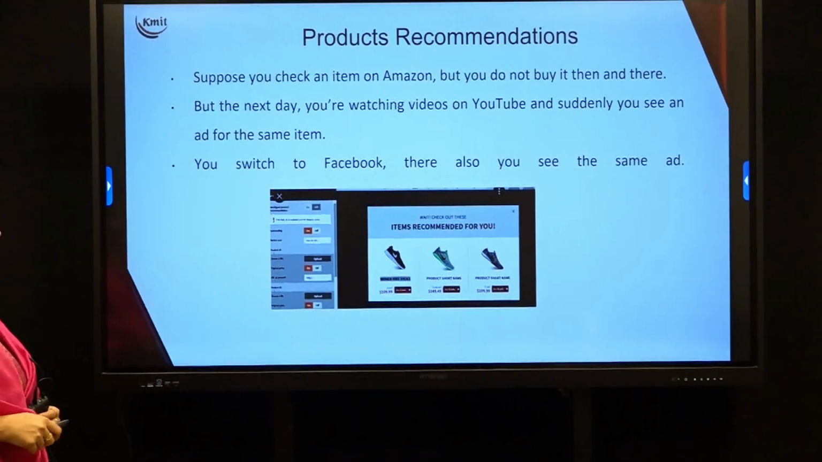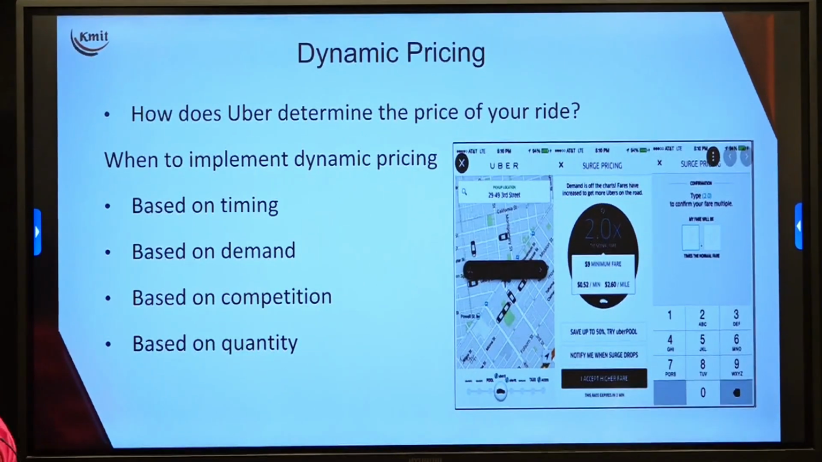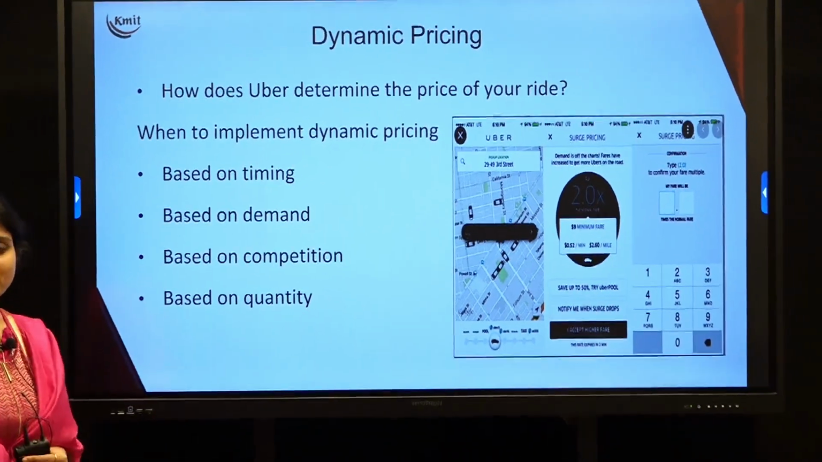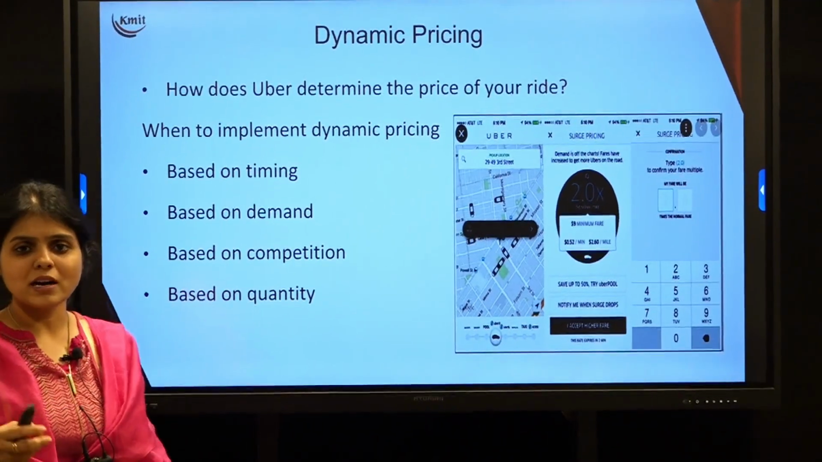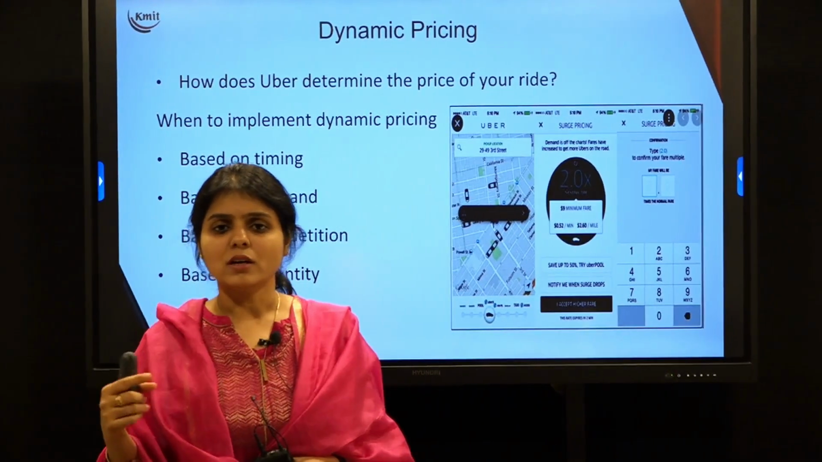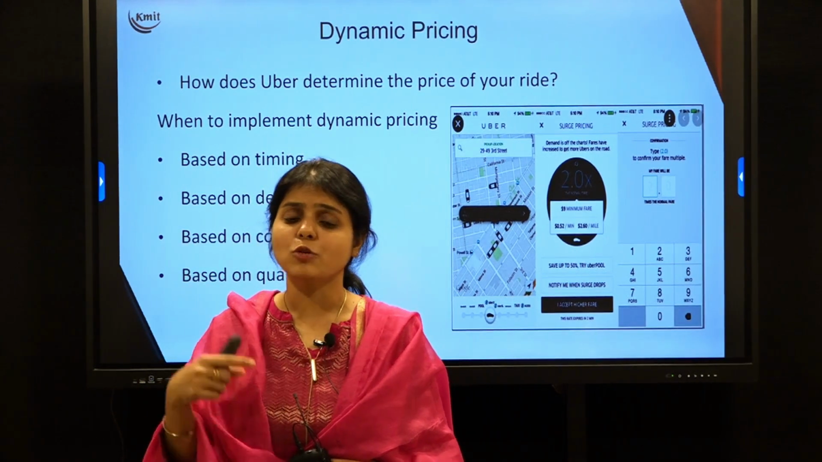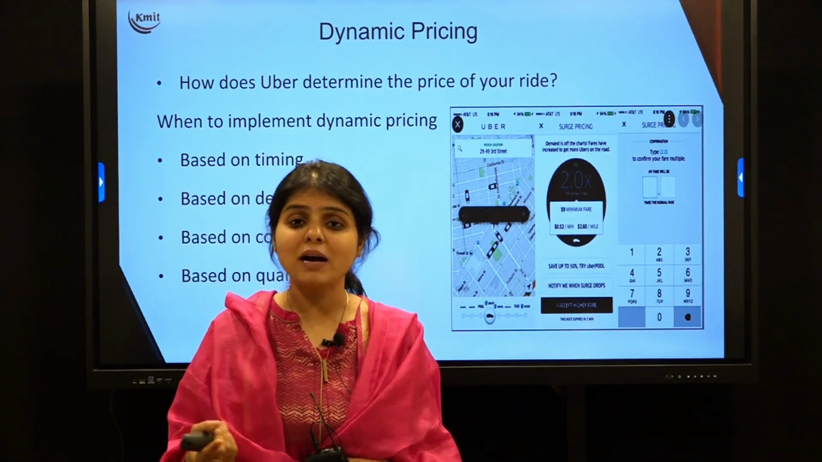Okay, product recommendations are another application of machine learning. Dynamic pricing is used everywhere, when you want to book an Uber ride or your flight tickets. The rate of the tickets or the price for the ride changes depending upon the weather conditions, the travel, and the demand, right?